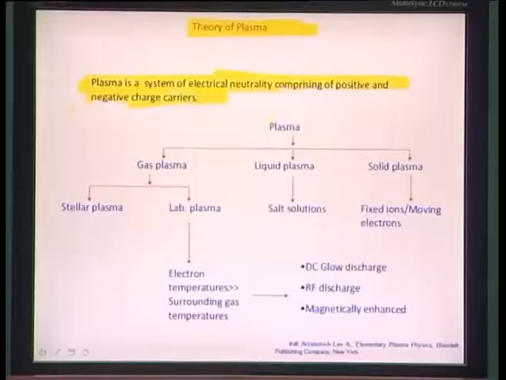So what is plasma? Plasma really is a system of electrical neutrality which is composed of positive and negative charged elements. Overall the whole medium's charge is neutral, because of the principle of electron neutrality which exists in nature, but there are separated ion centers. The positive ions are separated from the electrons which are around. Typically plasmas can be divided into gas state plasmas, liquid plasmas, and solid plasmas, okay.